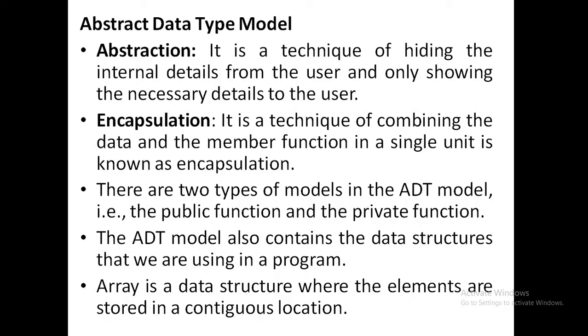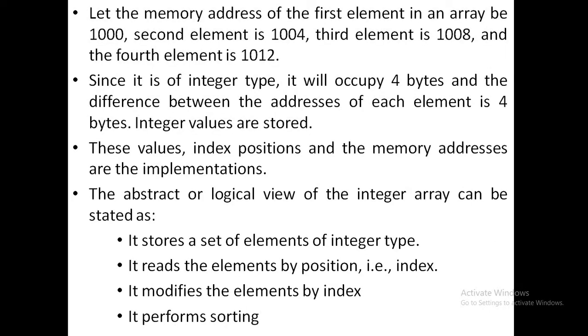So array is a data structure where the elements are stored in a contiguous location. That is, we shall see an example where the memory address of the first element in an array be 1000 and second element is 1004, third element is 1008 and the fourth one is 1012. Since it is of integer type, each element will be occupying 4 bytes and the difference between the addresses of each element is 4 bytes. These values, index positions as well as the memory addresses are called implementations.